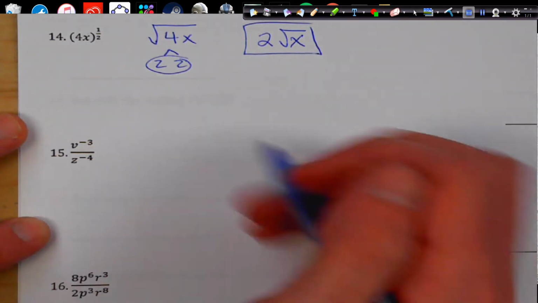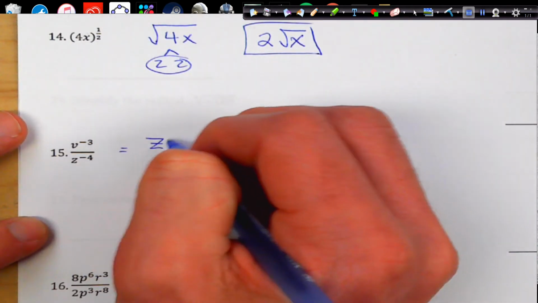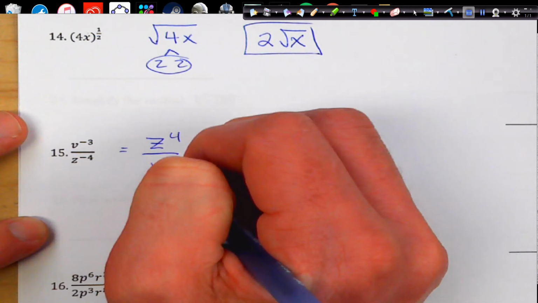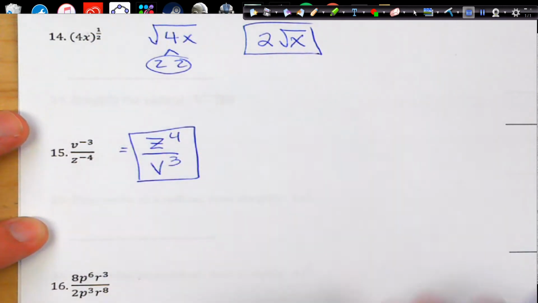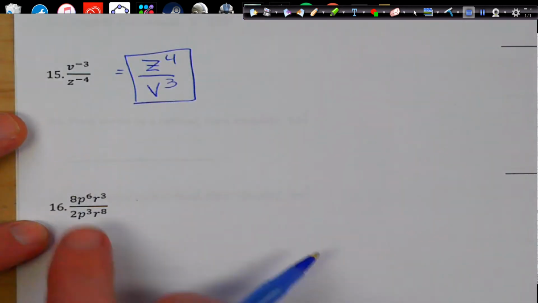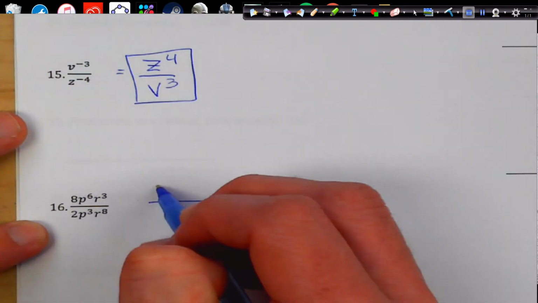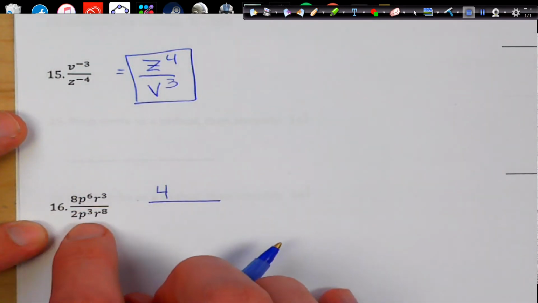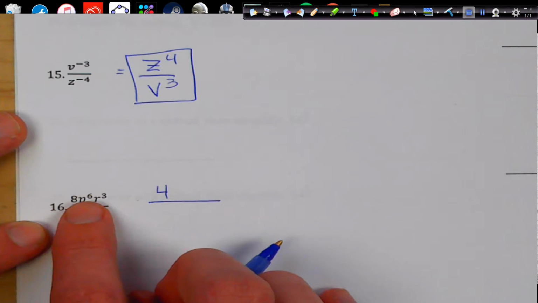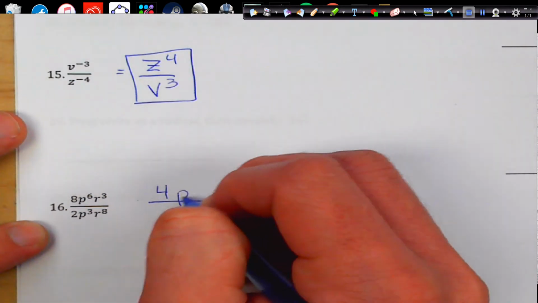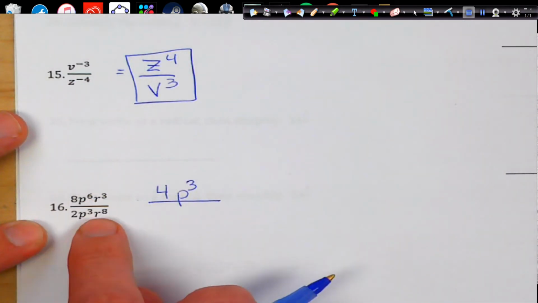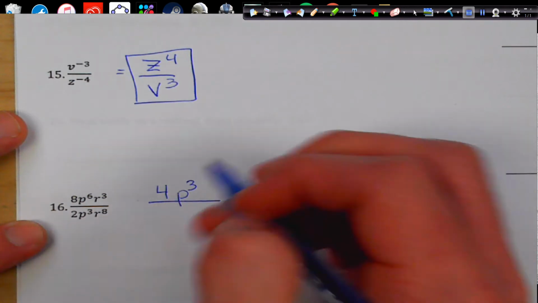They're both negative, so they just flip locations. 1 goes up, 1 goes down. 8 divided by 2 is going to give me 4 on top. 6 and 3, they're going to subtract. This is the bigger number, so it's going to stay on top. 3 and 8, 8's the bigger number, so it's going to stay on the bottom.